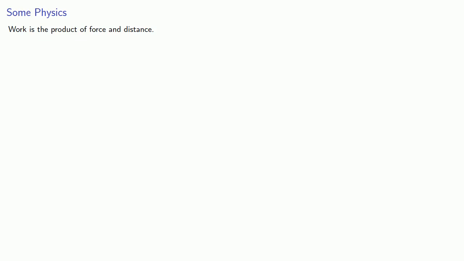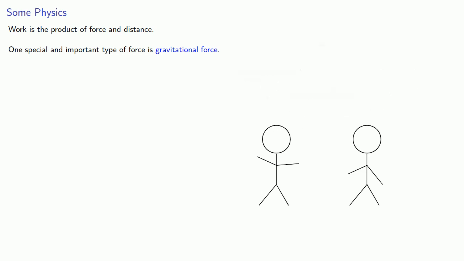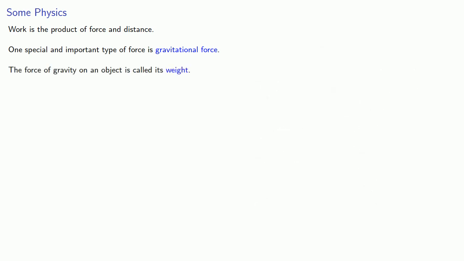So let's talk a little bit more physics. Work is the product of force and distance. One special and important type of force is gravitational force. This is so special and important it has a special name. The force of gravity on an object is called its weight. And since it's a force, it's measured in newtons.